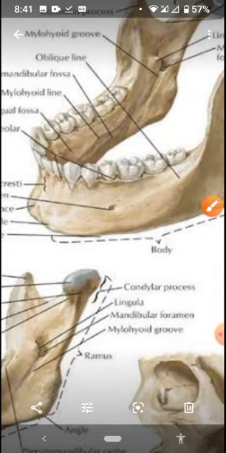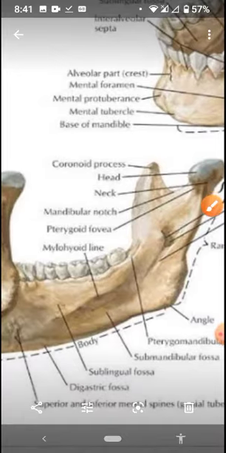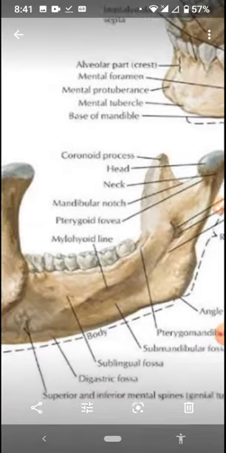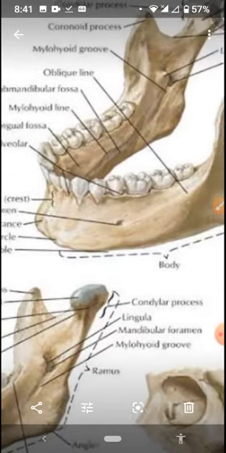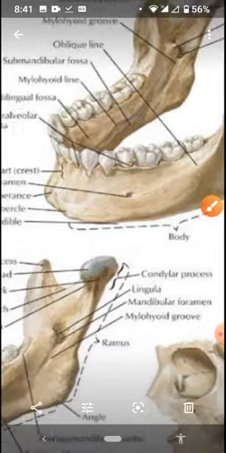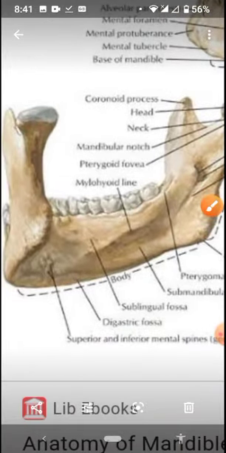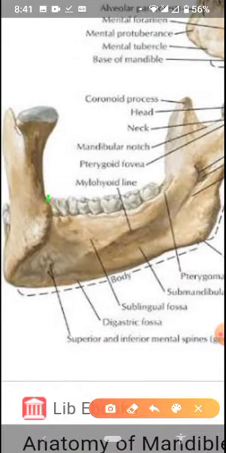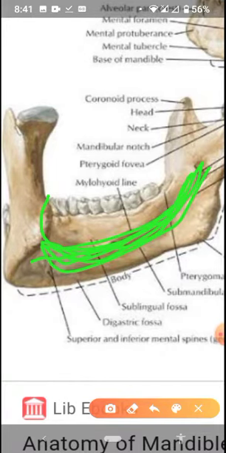Okay, now we have to move to the medial part. So you can see this is the outer part. We will move into the medial part. This is the medial part of the mandible. So we will discuss the aspects, the protuberance, the elevation, and the foramen present over the medial part.